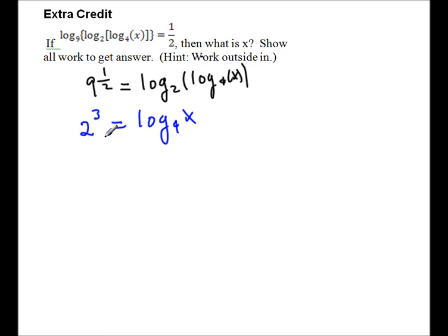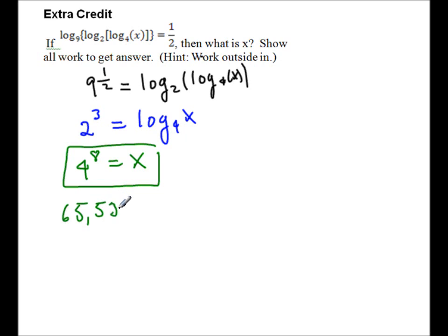Alright, now we still haven't gotten to the answer, and so then I do 4 to this power. Well, what's 2 to the third? 2 to the third is 8 equals x. And for this to be a correct statement, my answer would have to be 4 to the 8th power, or what? 65,536.